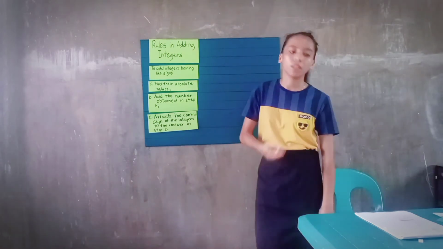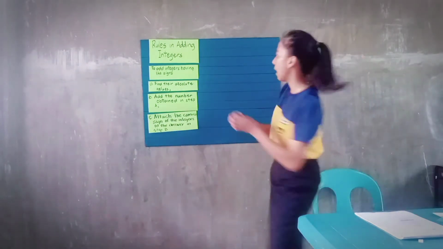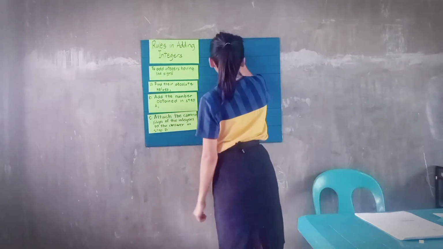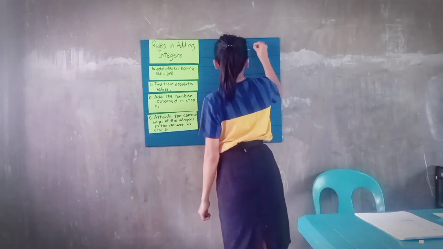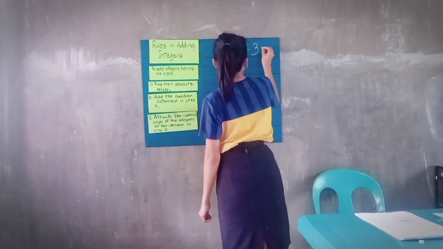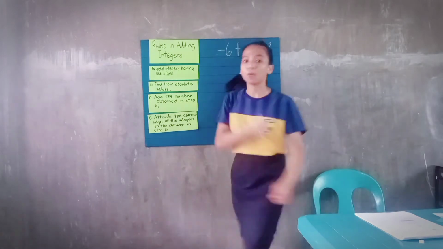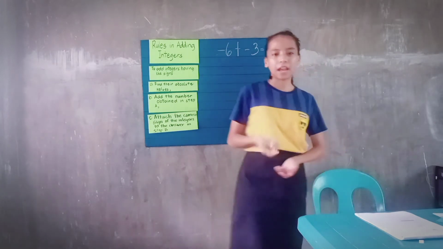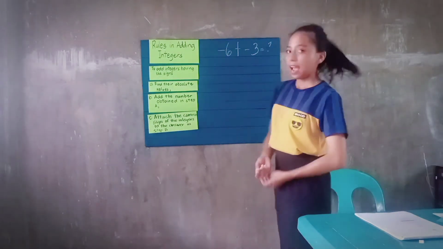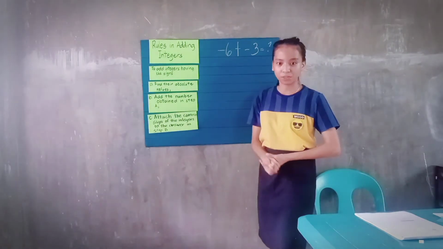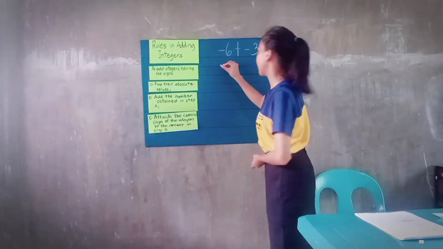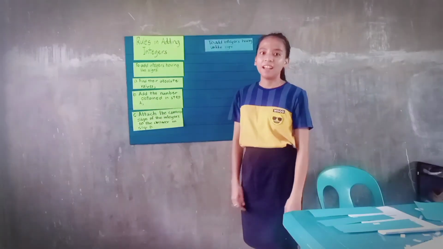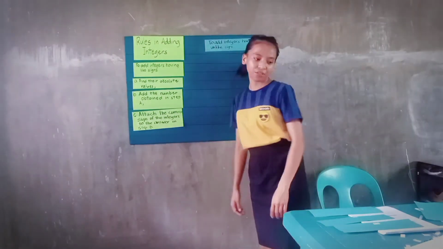Okay, for example, negative 6 plus negative 3. Who wants to answer? Okay, negative 9 is the right answer. How did you come up with that answer? Okay, negative 6. Now, let us proceed to rule number 2.